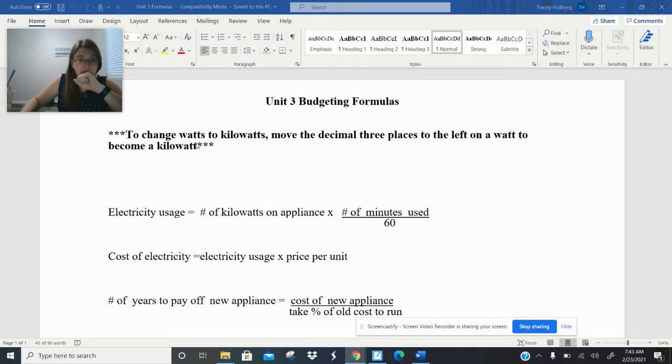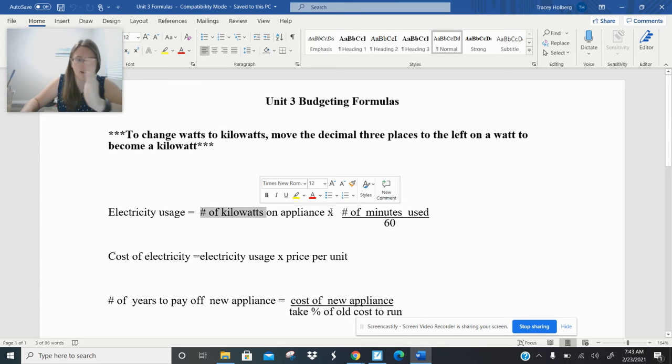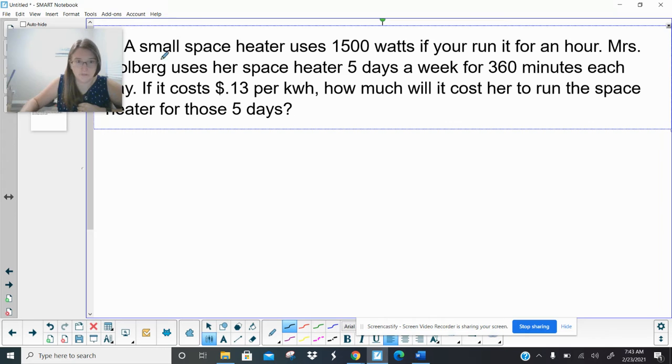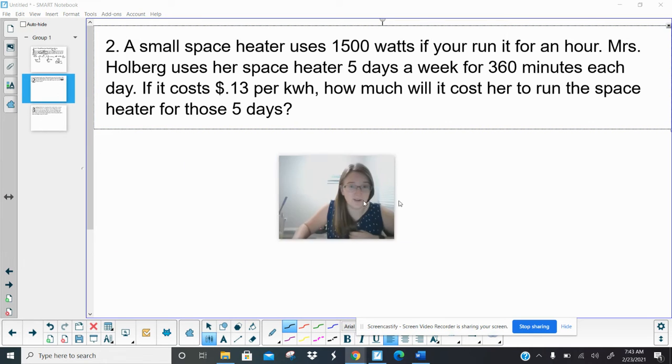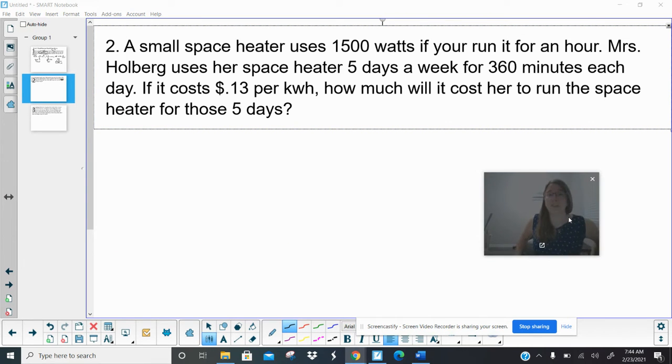Because again, we're going to have to do this because we need to change watts into kilowatts, because the formula says number of kilowatts, right? So we're going to be using these formulas. So it says a small space heater uses 1,500 watts.